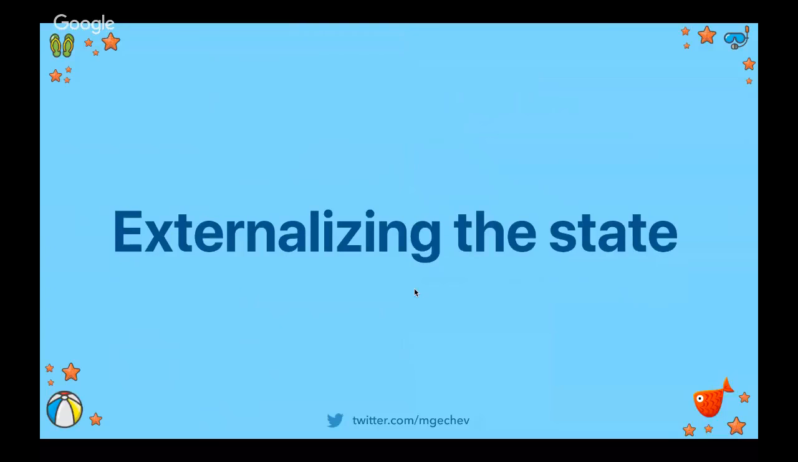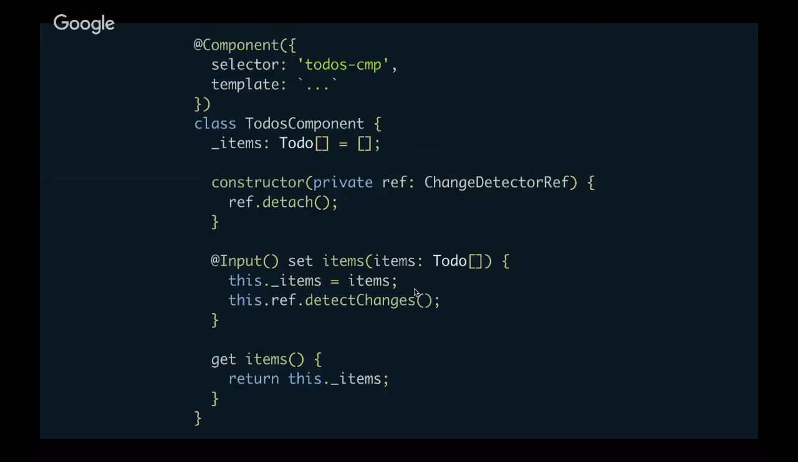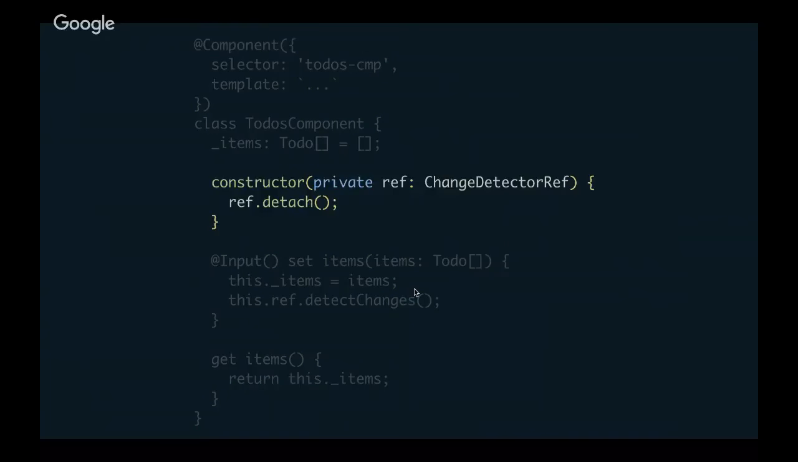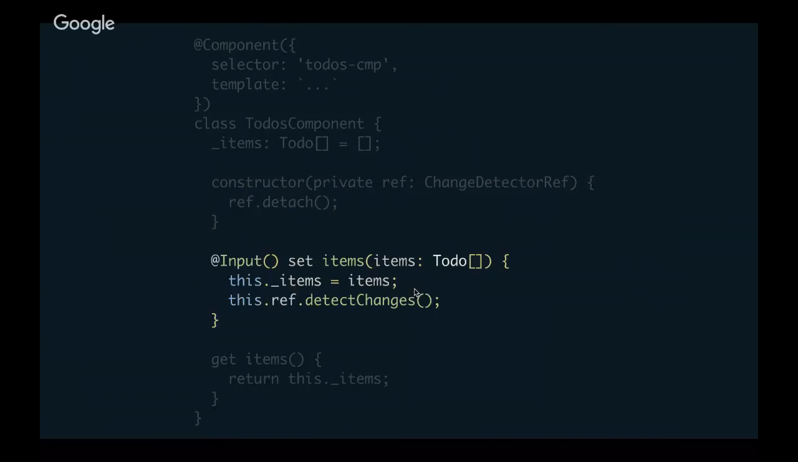All right, so now we can stop on externalizing the state. Well, we basically have almost the same component that we had previously, with the difference that we're still injecting the change detection ref. However, this time we also have a setter, which is an input. So basically, when we set the items property, the items input of the to-dos component, we're going to set the private property items, and we're going to invoke the change detection manually.